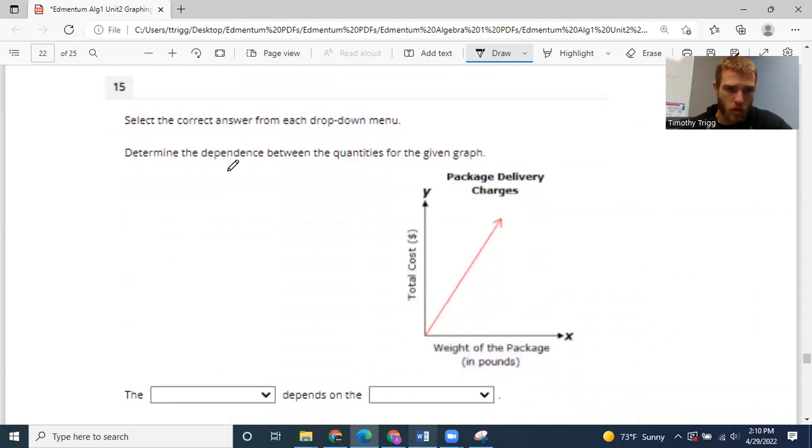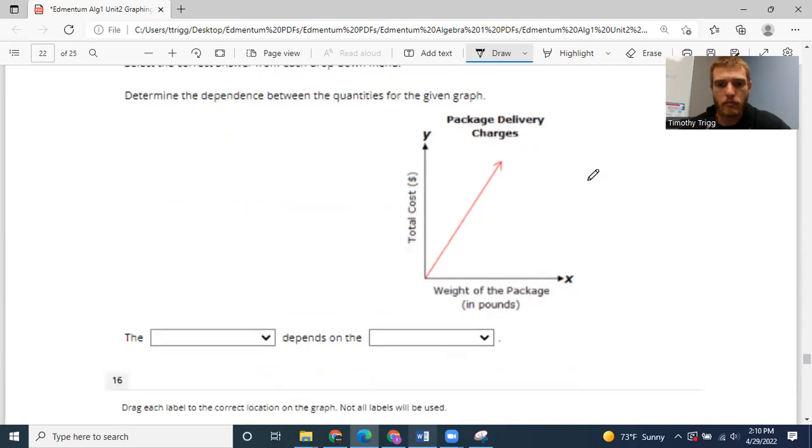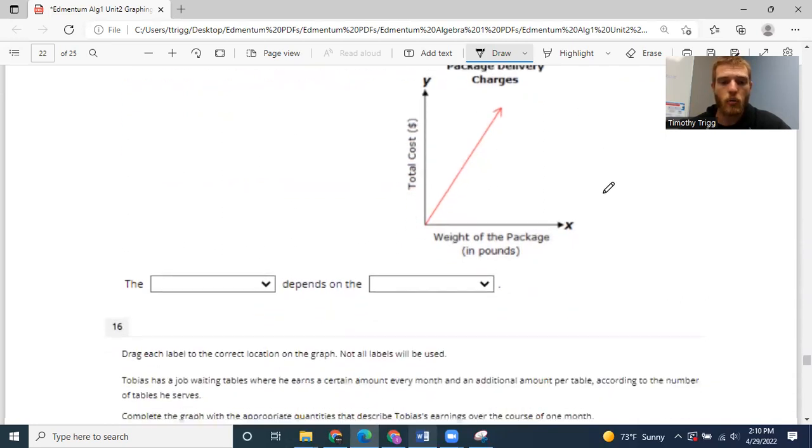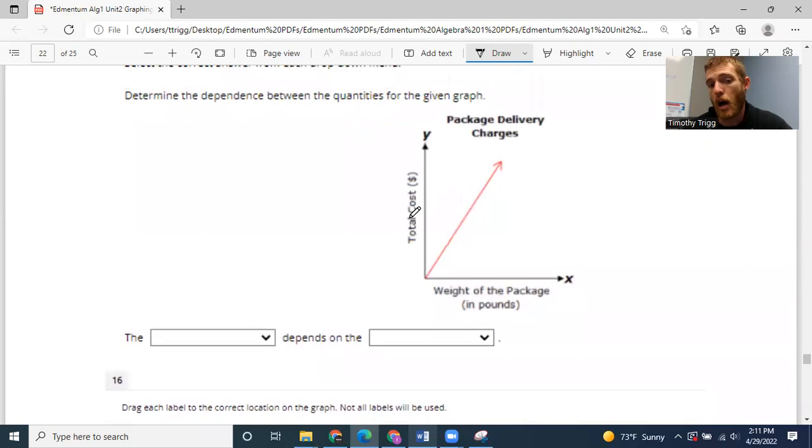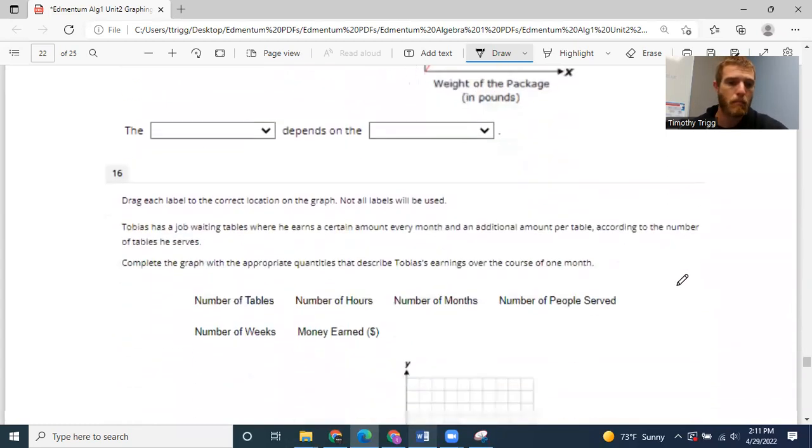Okay. Determine the dependence between the quantities for the given graph. Okay, so which one should we say? Should we say the total cost depends on the weight of the package? Or should we say the weight of the package depends on the total cost? Okay, so in other words, which one's the dependent variable? Whichever one's the dependent variable, that'll go first.